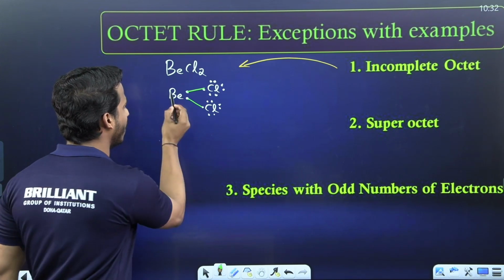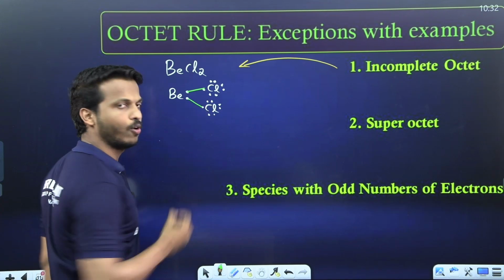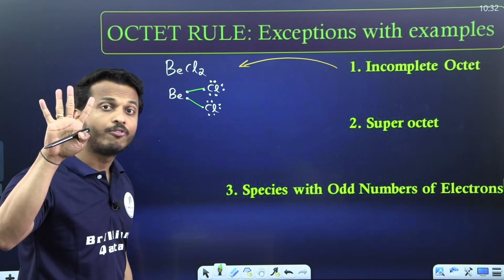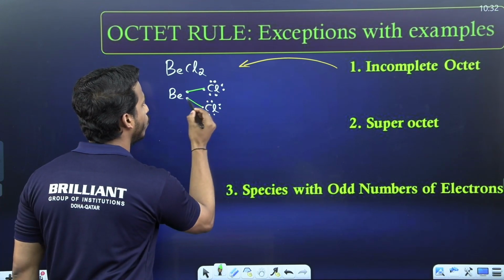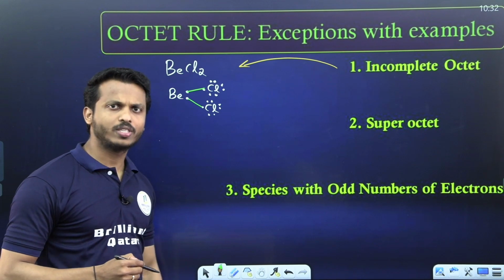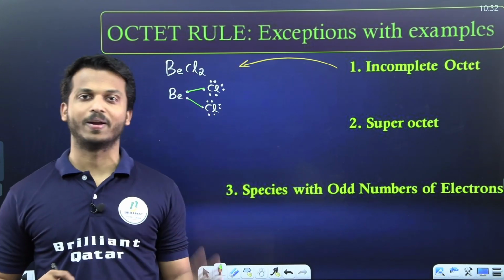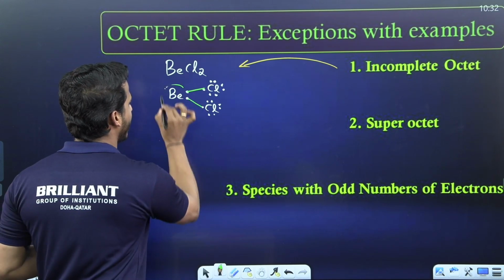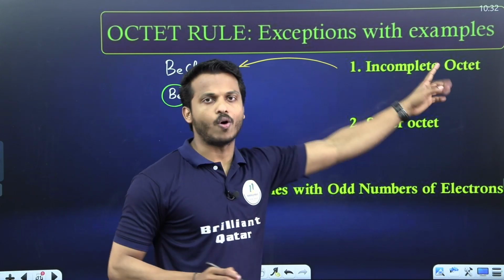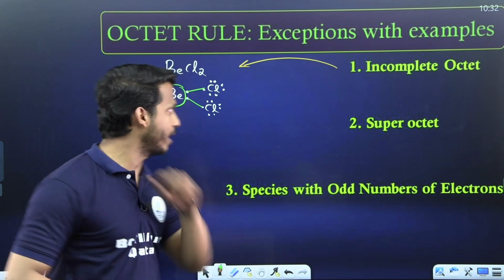But what about beryllium? See, dear all, there are only 2 bonds on beryllium. 2 bonds mean 4 electrons. Have you seen? 2, 4. Is it a completed octet? No, beryllium couldn't complete its octet, but chlorine already completed its octet. So beryllium is an example of what? Incomplete octet. It doesn't complete the octet. One more example.